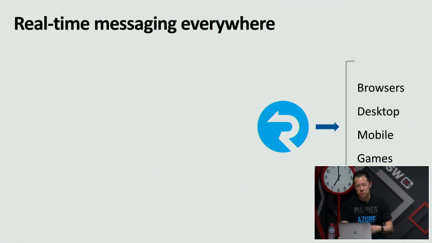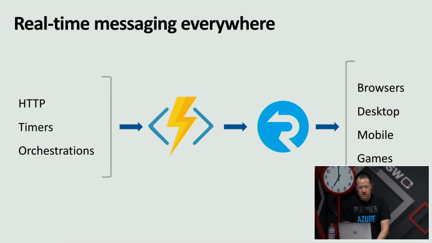So that allows us to basically have real-time messaging everywhere in Azure. Functions itself has a bunch of built-in triggers. HTTP, so we want an HTTP call to result in a bunch of messages being sent out. You can do that. You can use timers. A really interesting one is actually durable functions or durable orchestrations. So you can have these long-running orchestrations running, but at certain times report out progress over SignalR to clients.